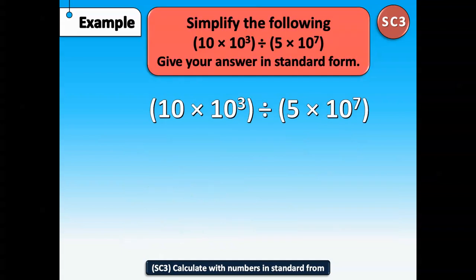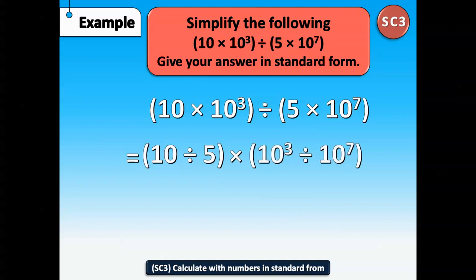This time we want to divide. So we want to do 10 times 10 to the 3 divided by 5 times 10 to the 7. So this time we divide the two numbers at the front and we multiply that by 10 to the 3 divided by 10 to the 7.